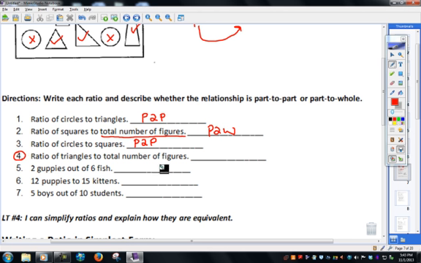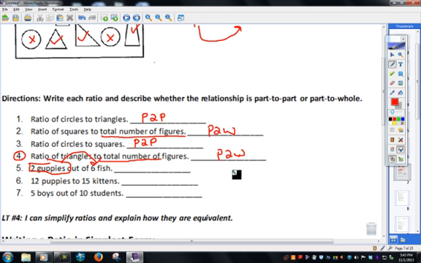Okay, ratio of triangles to total number. Again, you see that a lot of times the word total will give it away. Okay, this would also be a part to whole, because the triangles make up the total number of figures. 2 guppies out of 6 fish? Yeah, those 2 guppies are included in those 6 fish.